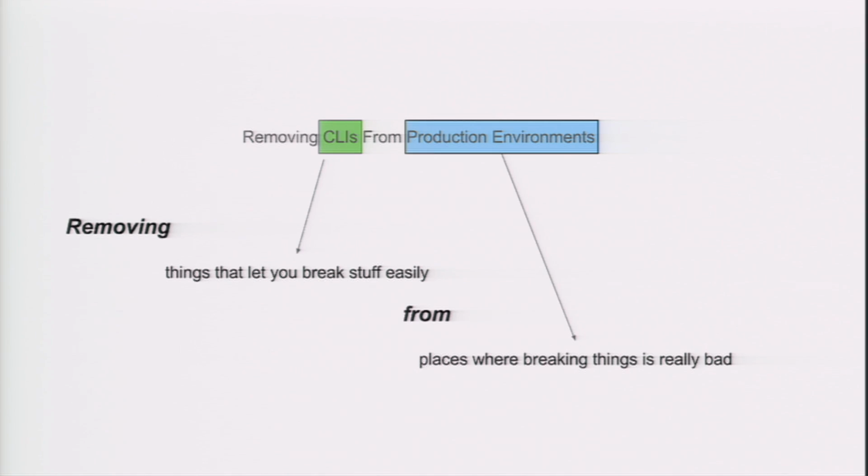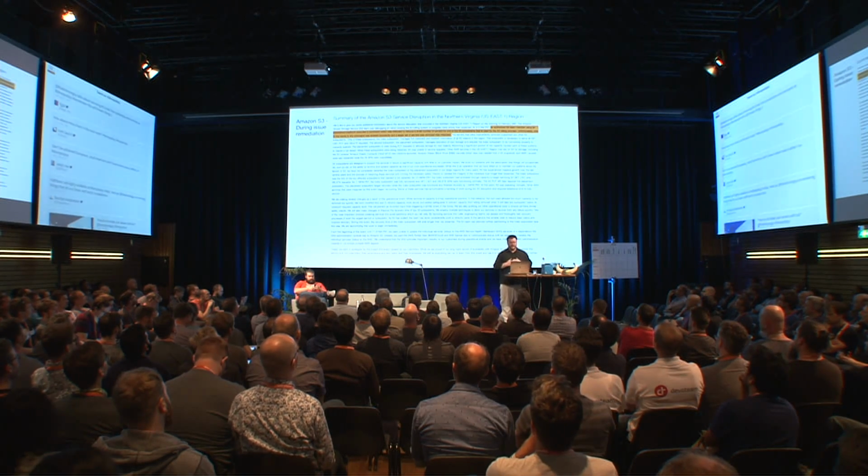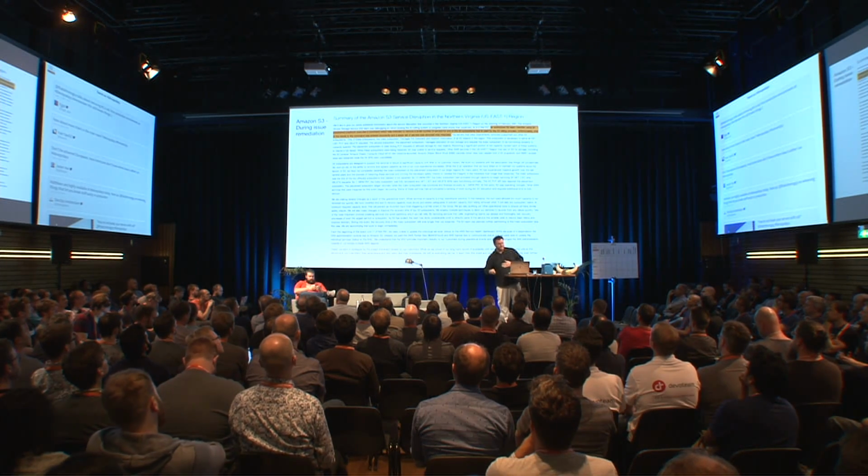So if I say CLI, I really just mean any kind of interface that lets you do things on your own, outside of the release process. I'm going to cover some recent examples, case studies, if you will. The S3 outage, this should be something that we're all pretty familiar with. It happened fairly recently. This was the day that the hard drive of the internet was unplugged.